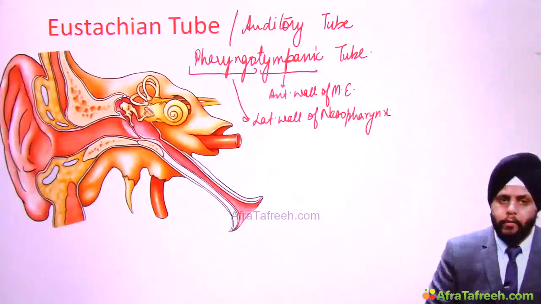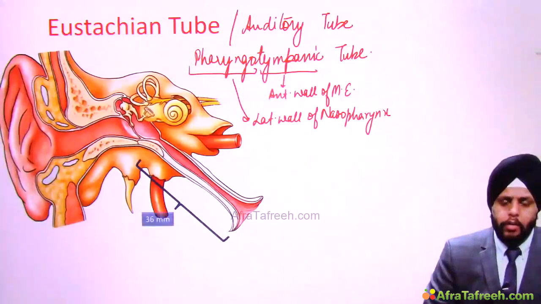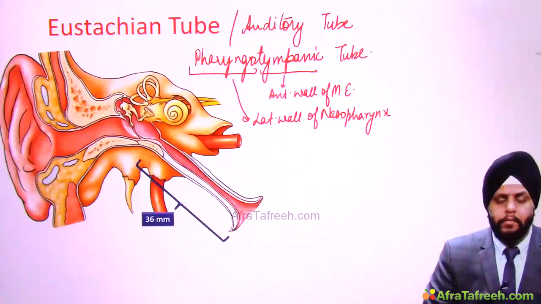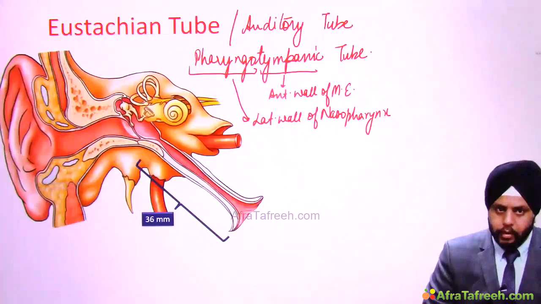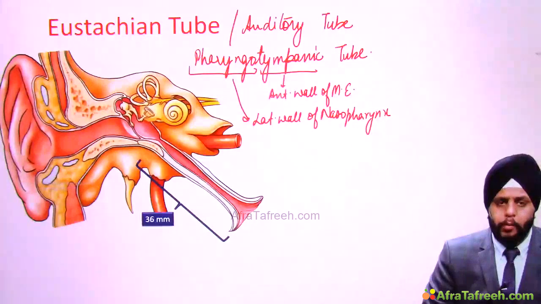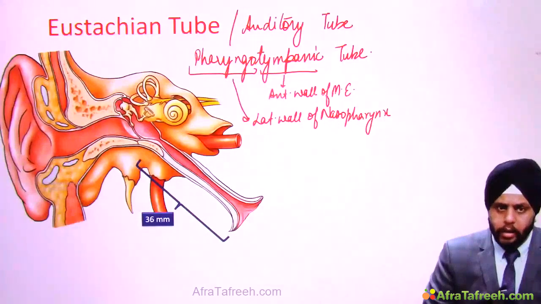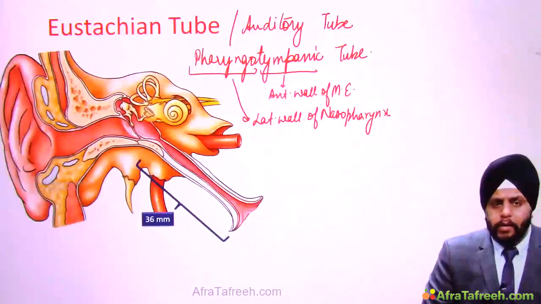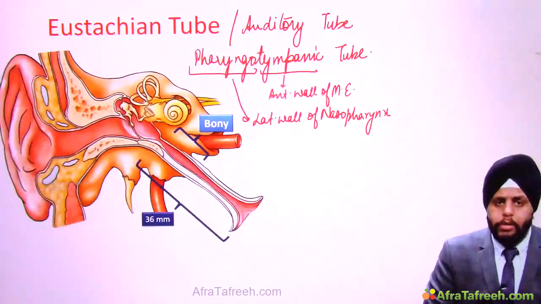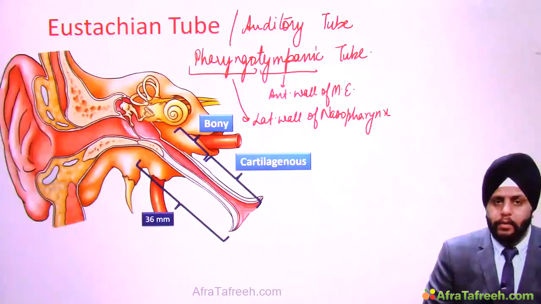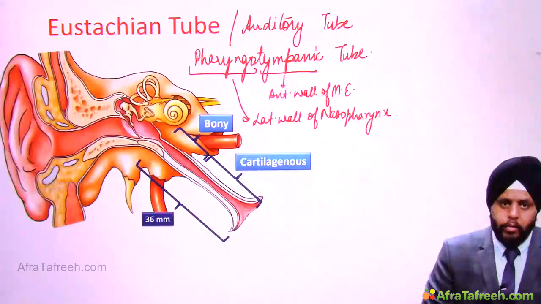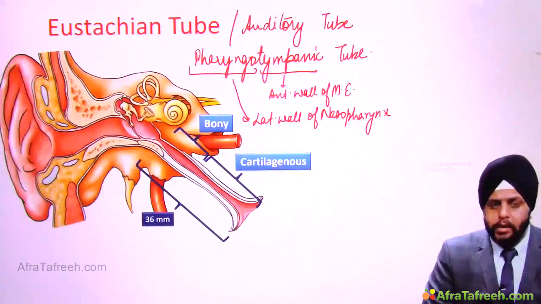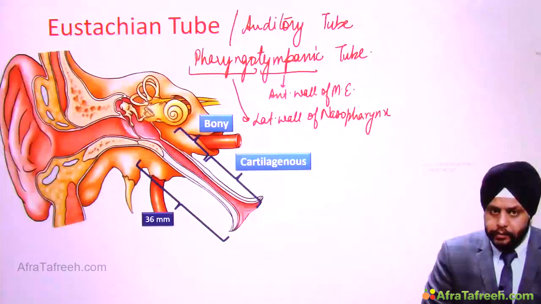All right, you can see over here we have this Eustachian tube. It is approximately 36 millimeter in length. The lateral 1/3 of this is bony. The medial 2/3 of this is cartilaginous. Okay, so lateral 1/3, that is the part near the ear, is bony. The medial 2/3 is cartilaginous.